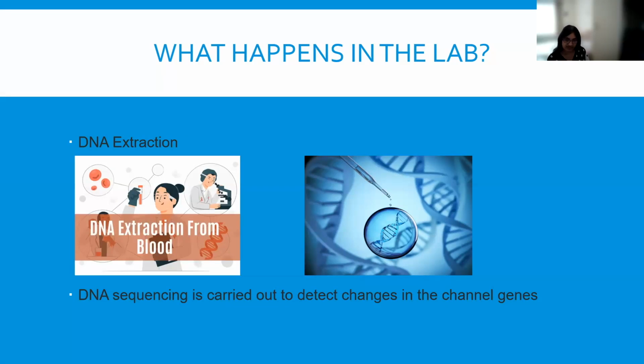The DNA is extracted from the blood sample, and then the technical team carry out a procedure called DNA sequencing in the lab on the extracted DNA. All the channel genes are tested for at the same time. The data is then made available to us, and we check the channel genes to see if there is a change in the DNA that causes muscle channel disease.